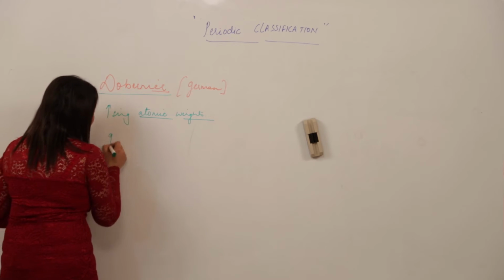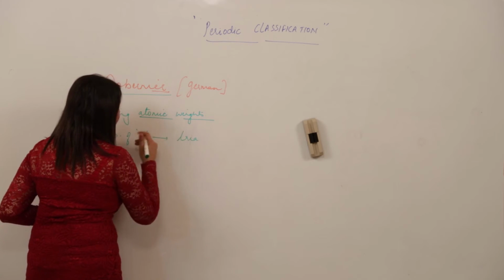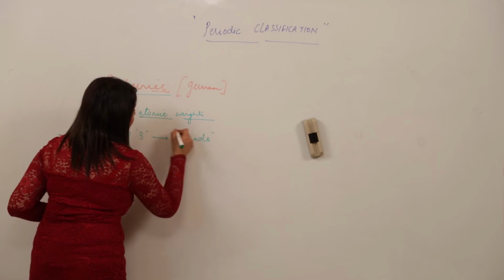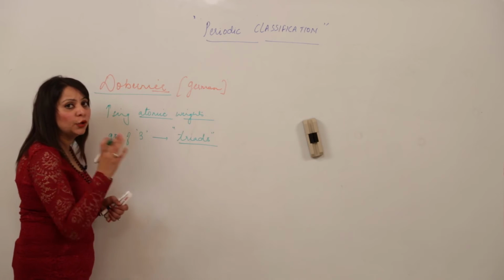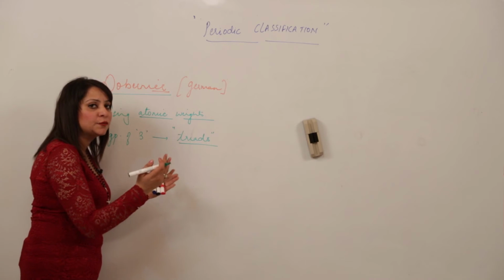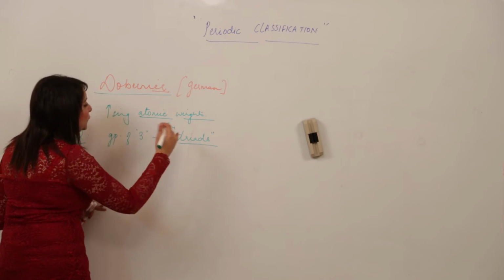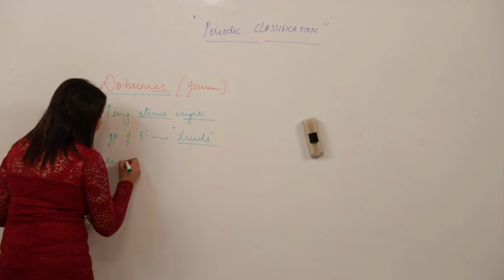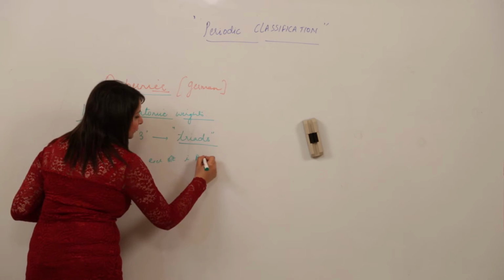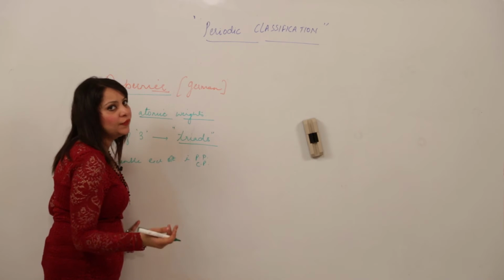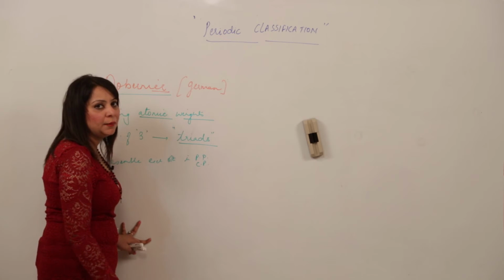Second, he arranged the elements in groups of three, and the name given to such a group was triads. Three elements were clubbed together in a triad. And third, the elements arranged in a triad resemble each other in physical and chemical properties. Obviously, we need elements in a triad which resemble in properties.